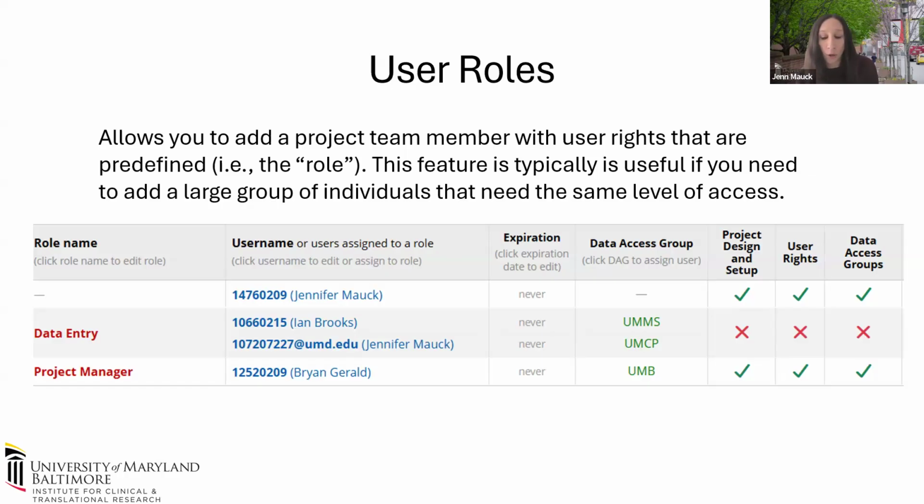And this image here just shows an example project of the user rights application with one team member unassigned with custom rights, and then 3 project team members assigned to predefined roles for data entry and project manager. So these can be adjusted if needed, but are really helpful with maintaining standardized access controls.